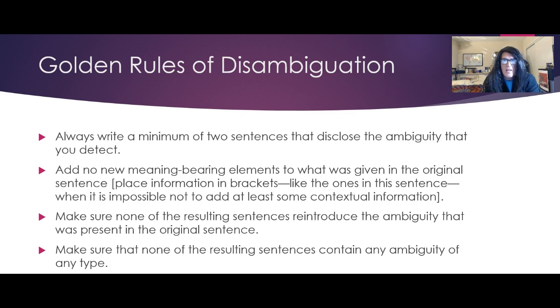Golden rules of disambiguation. Always write a minimum of 2 sentences that disclose the ambiguity that you detect. Second, add no new meaning-bearing elements to what was given in the original sentence, and place information in brackets like the ones in this sentence when it is impossible not to add at least some contextual information. Thirdly, make sure none of the resulting sentences reintroduce the ambiguity that was present in the original sentence. And finally, make sure that none of the resulting sentences contain any ambiguity of any type.